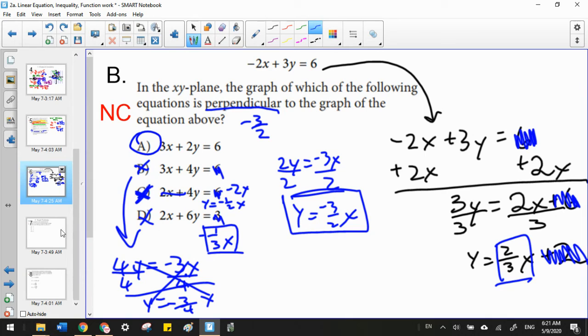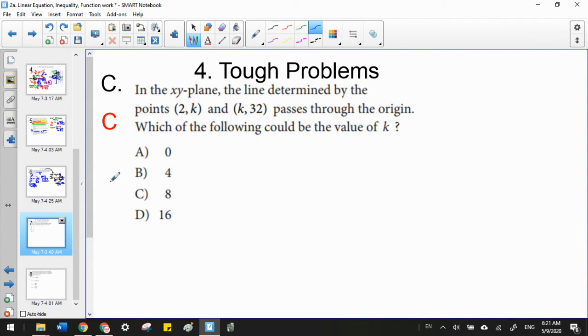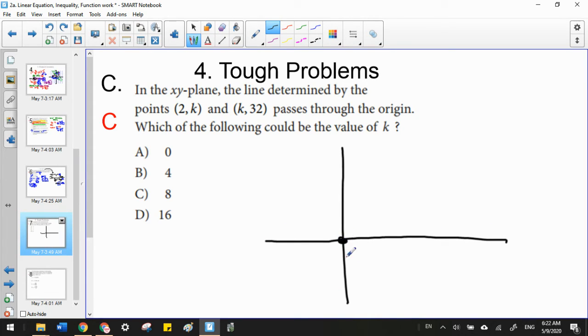Now we're going to try something a tad more difficult. So in this question, in the xy plane, the line determined by the points (2, k) and (k, 32) passes through the origin. Which of the following could be the value of k? So this one gets weird. And if it gets weird, what I recommend you do is always model it so that you have a visual for what to think about.